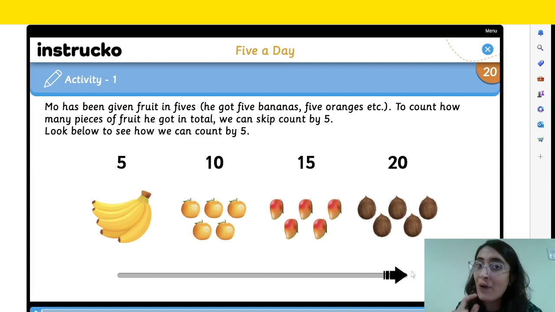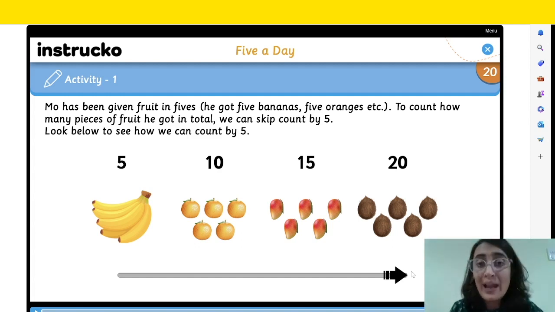Now let's try to count 5 more after 20. So after 20, these are my 5 fingers. Let's start with 21. 21, 22, 23, 24, 25. So if I continue the skip counting by 5, after 20, what will I get? 25. Now let's continue. After 25, if we add another 5 to 25, then what will we get? See, 26, 27, 28, 29, 30.